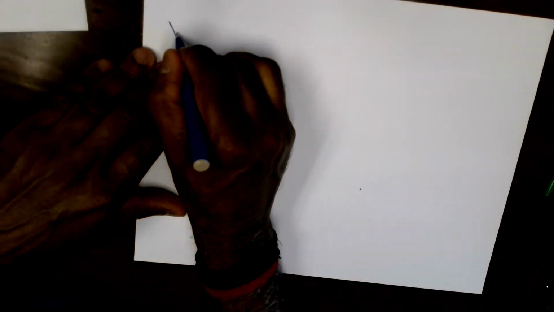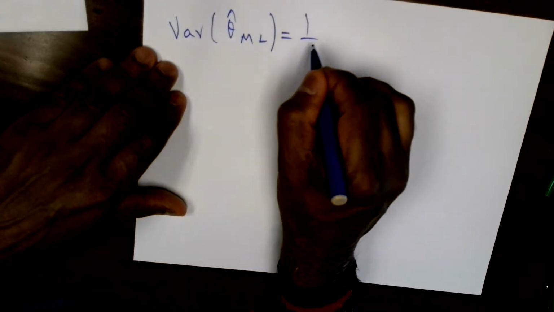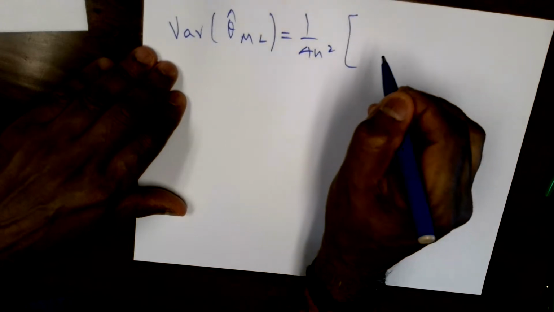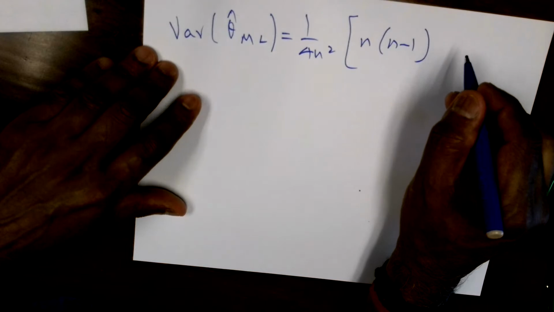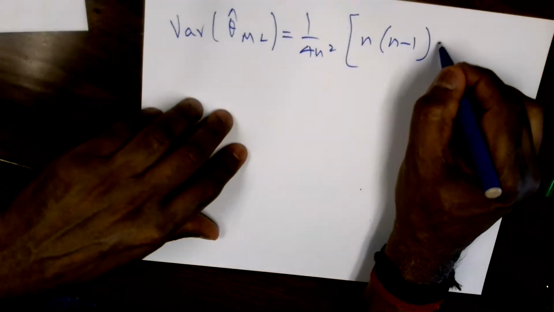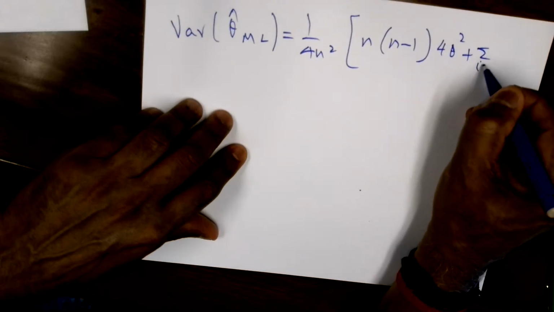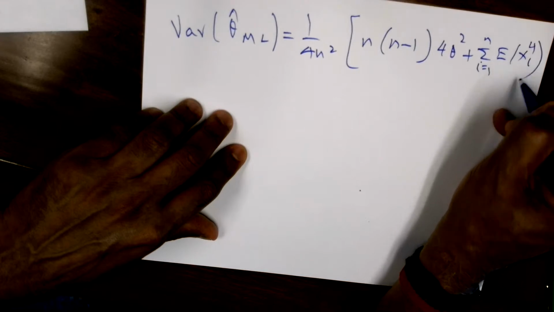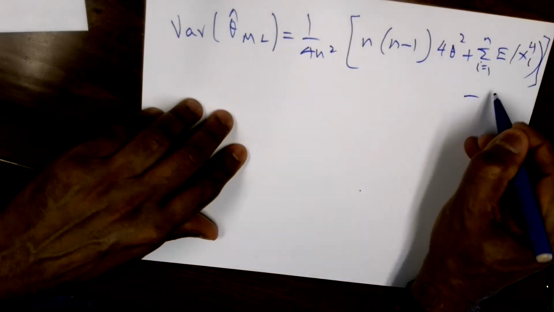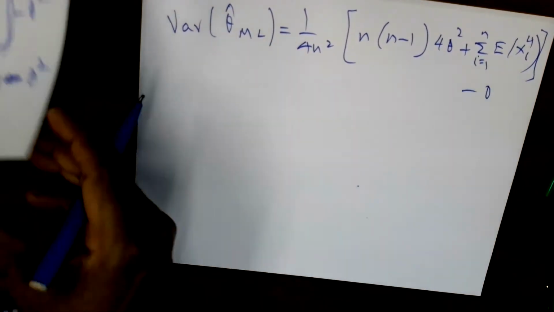So we have the variance of theta hat ML is 1 over 4n squared times n multiplied by n minus 1 times 4 theta squared, plus we have to deal with this term, i equal to 1 through n, expected value of xi to the power 4, the whole thing minus theta to the power 4, I guess. I might have made a mistake here. Let's see. Theta squared, I'm sorry.